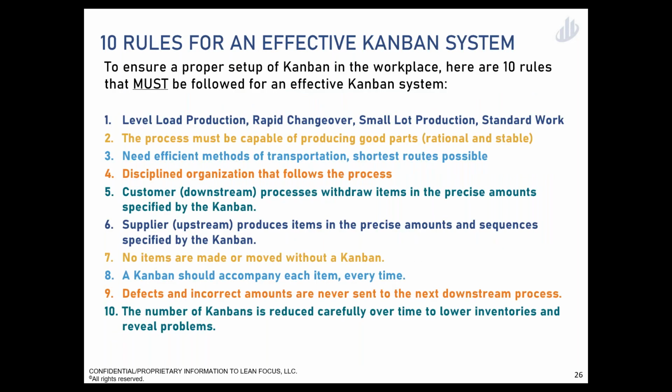All right, so there are 10 rules for your Kanban system or your pull system to be effective. The first one is you really need to level load production. Now, I will tell you, Kanban helps do that. One of the best things you can do to level load is to deploy Kanban. It is an automatic level loading tool. You need rapid changeovers so that you have small lots.